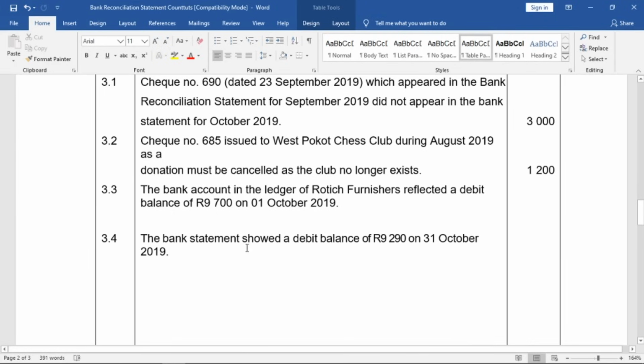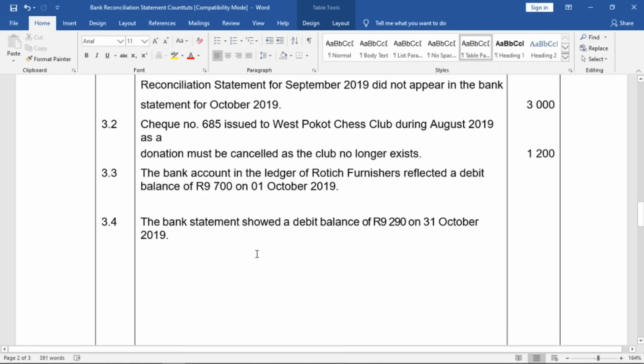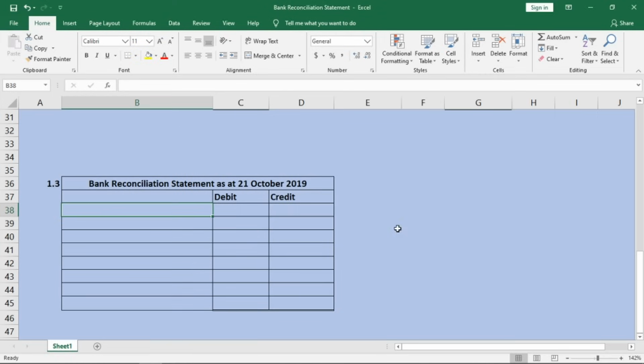So we are told here that the bank statement showed a debit balance of 9,290 on the 31st of October 2019. So if it's a debit balance, it means we're on bank overdraft, obviously, because the bank records us in the opposite way that we record ourselves. So this one is a debit balance, which means it's negative. So you look for that one and you start with that one in the bank reconciliation statement. Since it's a debit balance, we're going to write there debit balance as per bank statement.